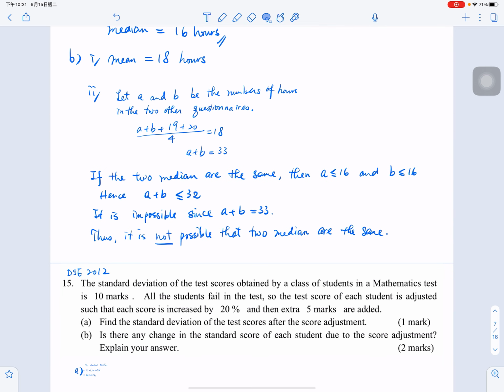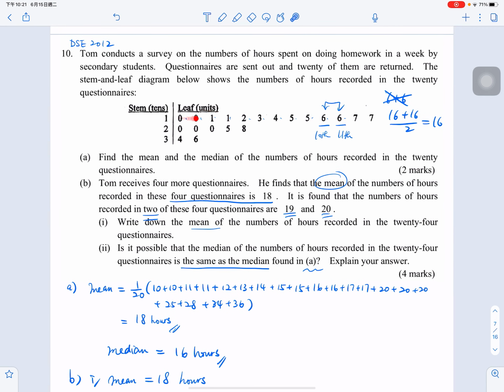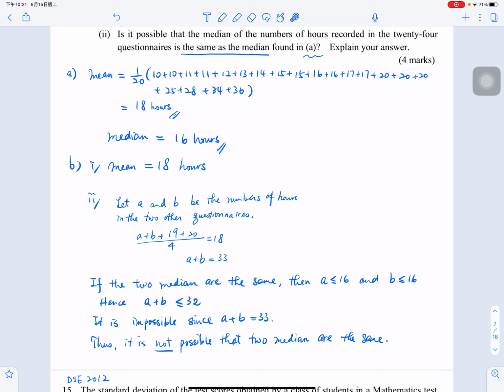If now the two medians are the same, then A and B must each be smaller than or equal to 16. That means here, or smaller than 16, because you want to have the same median. If each is smaller than or equal to 16, then A plus B must be smaller than or equal to 32. However, A plus B equals 33. That means it's impossible, since A plus B is 33. So the answer is it is not possible that the two medians are the same.